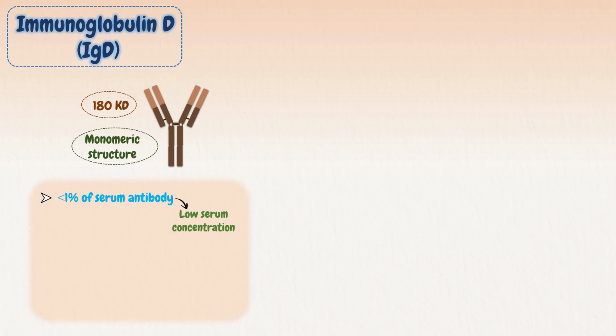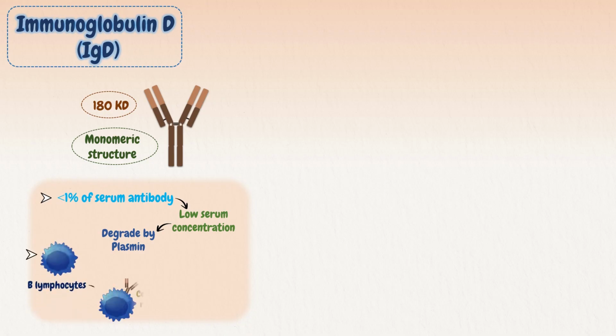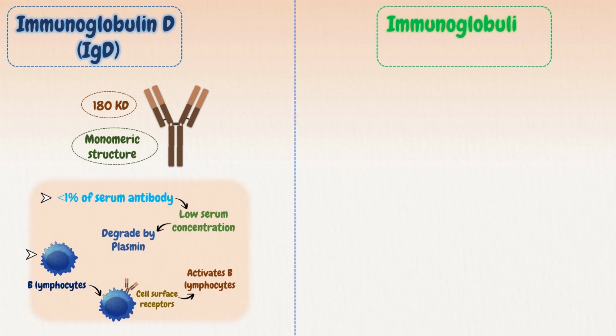IgD generally has a low serum concentration and is unstable in serum, being quickly degraded by serum plasmin. IgD is synthesized by antigen-sensitive B lymphocytes, is not secreted, and acts as a cell surface receptor for activation of these cells by the specific antigen. It exists as a monomer of the basic Ig structure, but the functional significance of serum IgD is not clear. The last class of immunoglobulin is IgE.